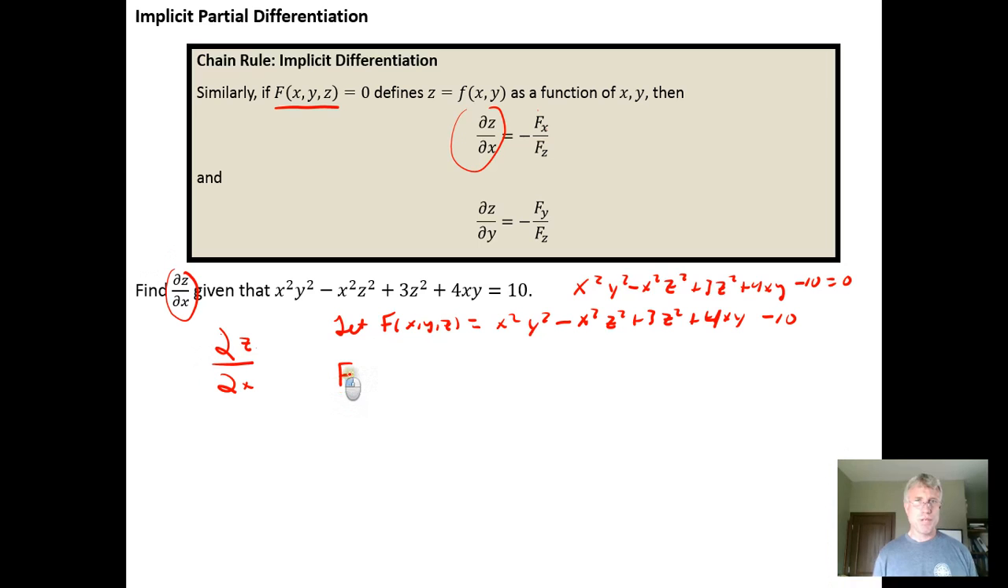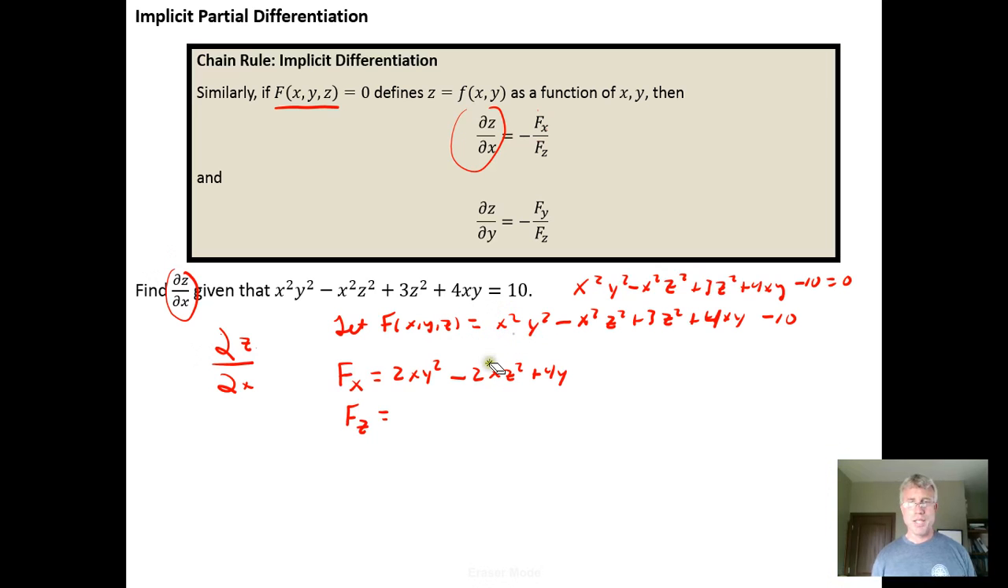First we calculate f sub x, the partial derivative with respect to x. Just walk through piece by piece. The derivative of x squared y squared is going to be 2x y squared, because y squared is a constant. It's just going to stay as part of that constant coefficient on x, minus 2x z squared. The derivative of 3z squared with respect to x will be 0 because we treat z as a constant. And the derivative of 4xy with respect to x, 4 and y are both constants, so our derivative is just plus 4y.